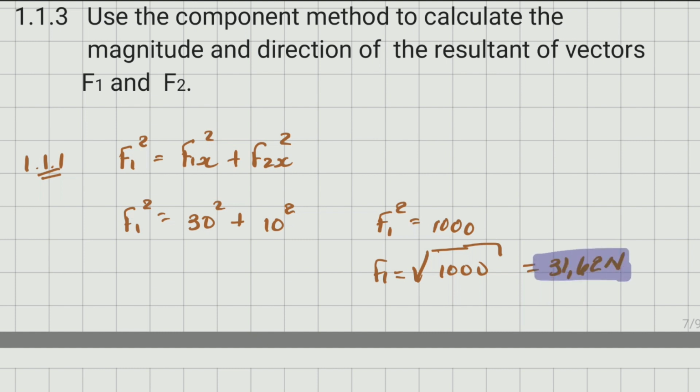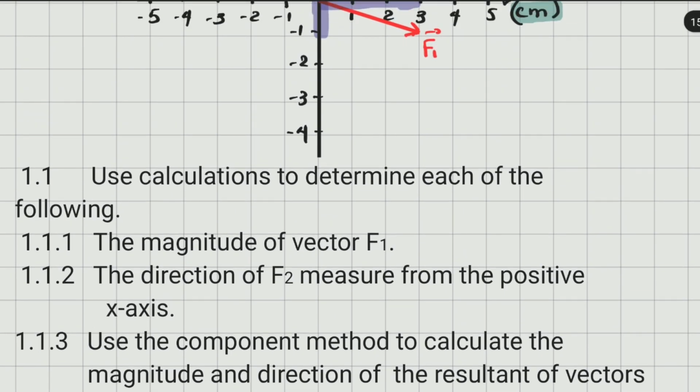And that is the first question. That was what they asked you to calculate. It was the magnitude of the first force. That one is quite simple. Now, the second question, the direction of F2 measured from the positive x-axis.